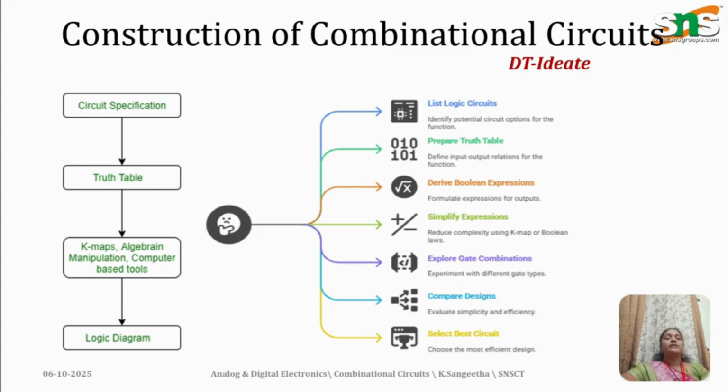After the truth table, the Boolean expression can be written using SOP or POS form. After that, it has to be minimized to reduce the number of gates. So K-map can be used, Boolean algebra can also be used, but compared to Boolean algebra, K-map is very easy to implement. After reducing the Boolean expression, the logical implementation is done. So these are the steps to implement a combinational circuit.